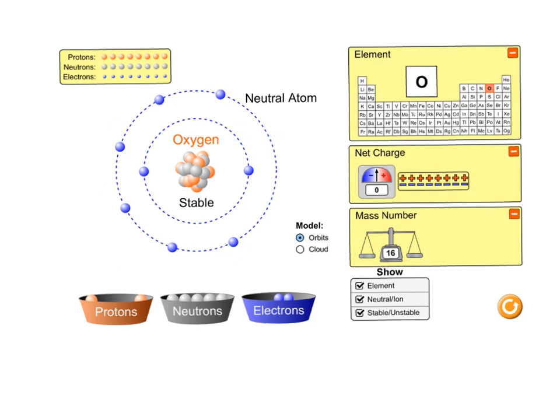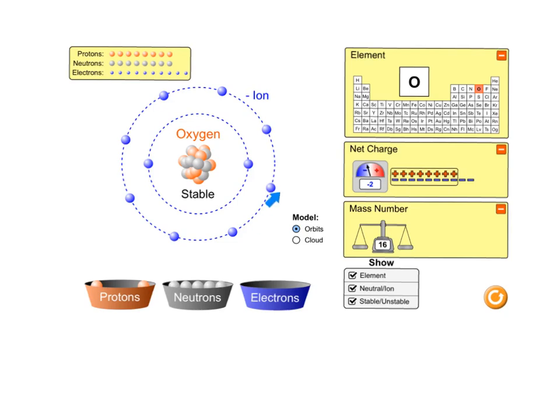So let's see what happens. So the oxygen gains 2 electrons, and in so doing there's an extra 2 electrons that are not balanced by protons. So this becomes O minus 2, which is an oxygen atom, but we call it oxygen ion, we call it the oxide ion, and we use IDE as a suffix.